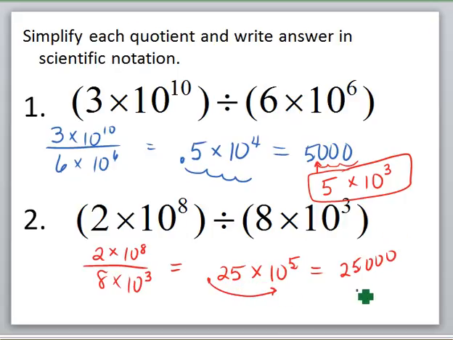I need to place my decimal right here after the 2, so I have a number between 1 and 10. So I have 2.5 times 10 to the 1, 2, 3, 4th power is a positive number because I want my number to be just as large.